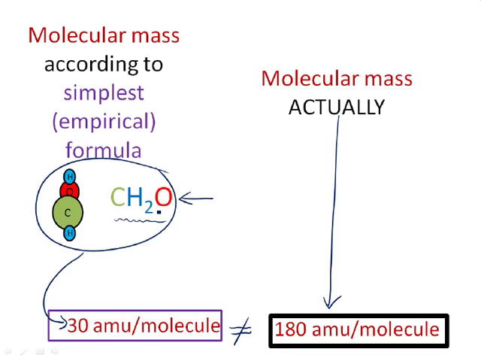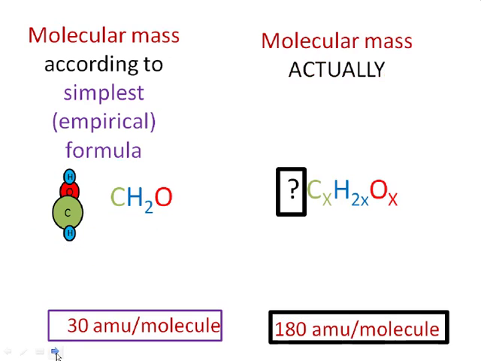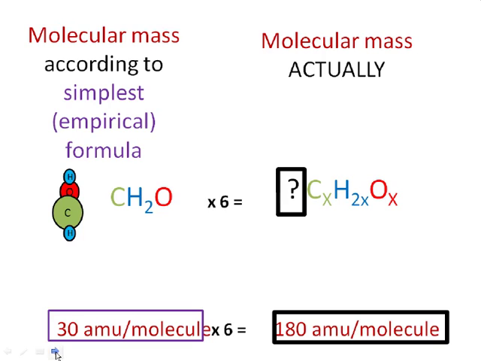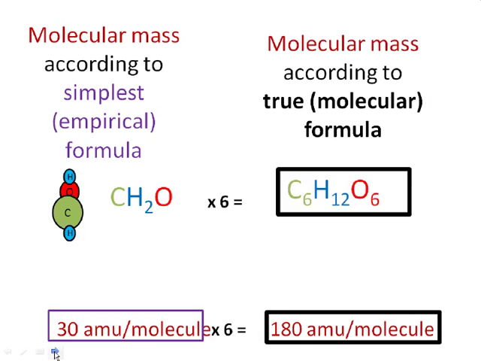The right mass for a whole molecule is 180 AMU, but we found that this would only have a mass of 30 AMU for a whole molecule. So by what factor do we need to increase our number of atoms within a molecule to get this right? Well, 180 divided by 30 gives us 6, telling us that 180 is 6 times bigger than 30. And so we need to increase everything by 6 times. In other words, the formula should not be CH2O, but rather C6H12O6.